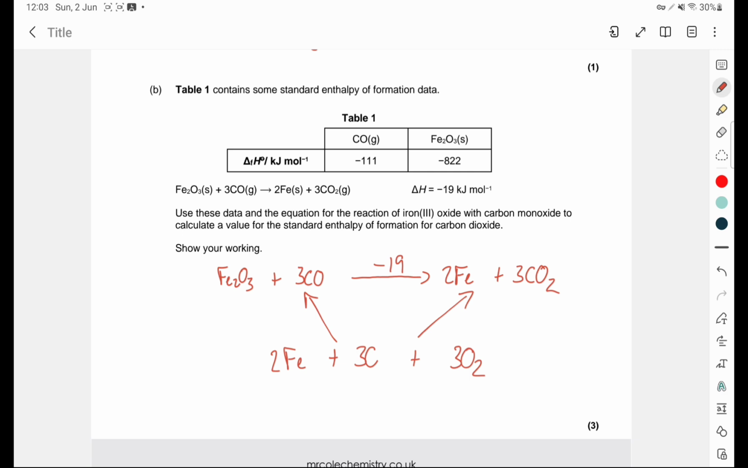And the arrow on the bottom left is the formation of carbon monoxide and Fe2O3, so we can put those in as well. Not forgetting to take into account the fact that there are 3 carbon monoxide molecules. The arrow on the right is the formation of iron, which is just going to be 0 because iron is an element, and the formation of CO2, which is what we're trying to work out.